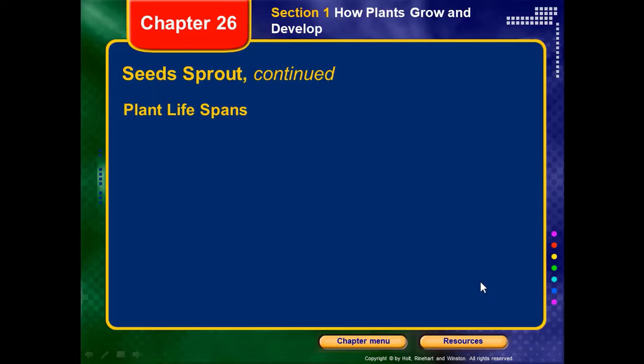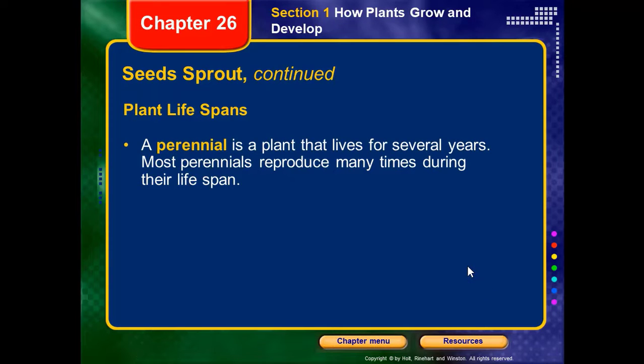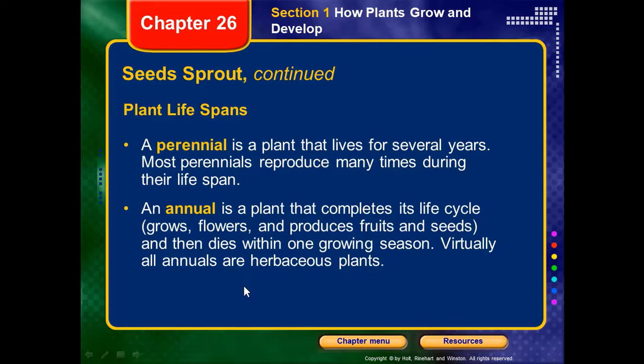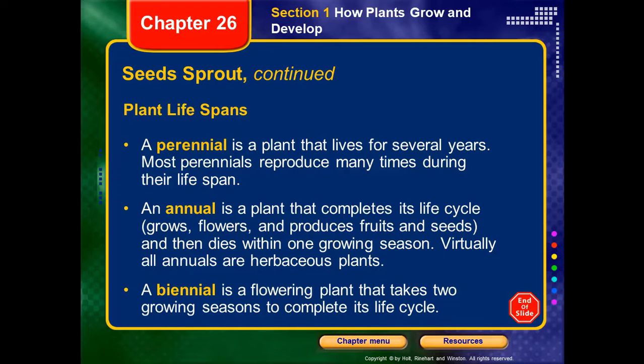By lifespan of plant, we can say that perennial is a plant that lives for several years. Most perennials produce many times during their lifespan. An annual is a plant that completes its life cycle, grows, flowers, and produces fruits and seeds, and then dies within one growing season. So virtually all annuals are herbaceous plants. A biennial is a flowering plant that takes 2 growing seasons to complete its life cycle.